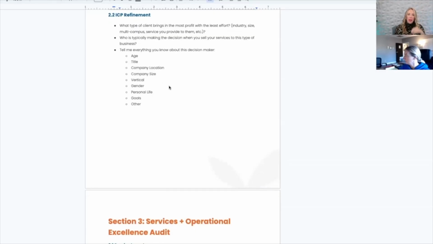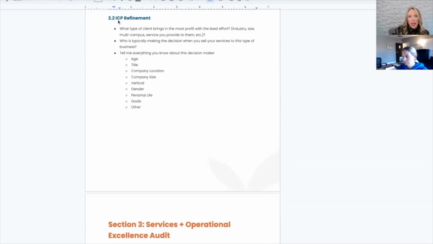And then this is something you might have to do offline, but do you know off the top of your head who brings in the most profit with the least effort? We did this exercise here at the Business Growers, looked at the entire year of 2025, and really tried to understand who our best customer was: industry, size, multi-campus, whatever that is. What type of client brings you the most profit with least effort? You should definitely know that.